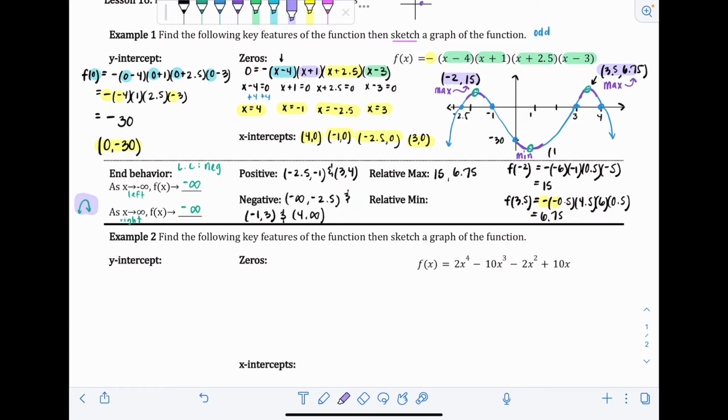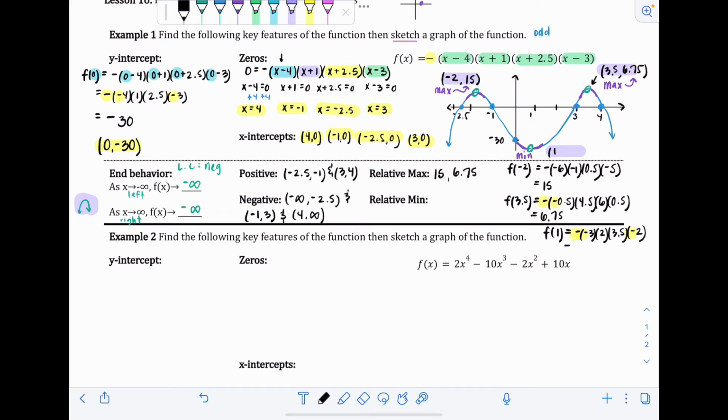We'll take that 1 and substitute it into the function to find f of 1. So don't forget the negative out in front of the function, and then starting with the first parentheses, 1 minus 4 is -3, and then 1 plus 1 is 2, and then x plus 2.5, so 1 plus 2.5 would be 3.5, and then 1 minus 3, so -2.